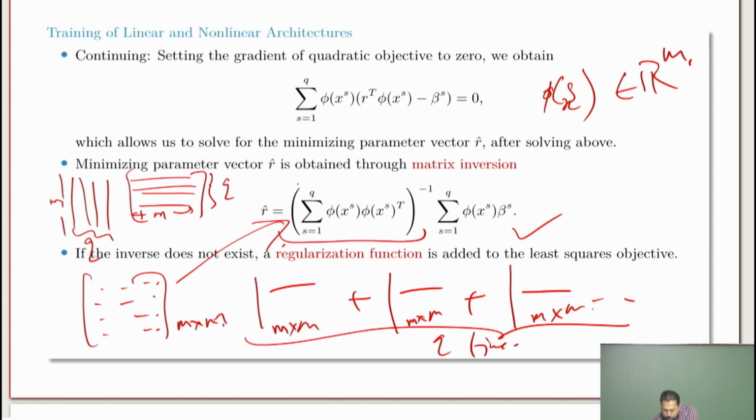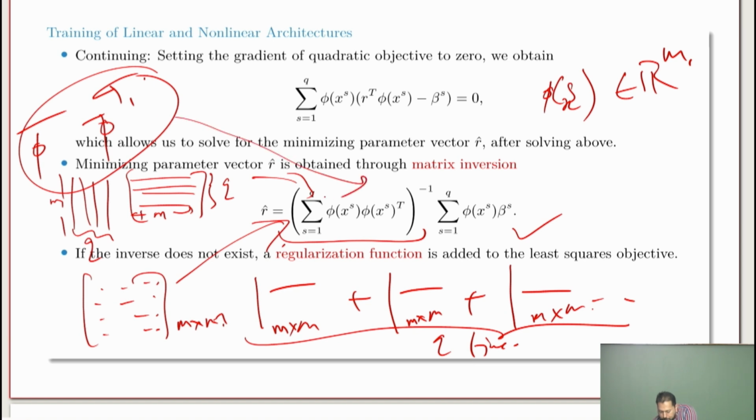So you could have written this as phi bar, which is what I mentioned in the previous one, and this is phi bar transpose. So this is phi bar transpose inverse, and this is phi bar beta bar. In case the inverse doesn't exist, then you can add the regularizer that I explained. So basically you add plus lambda I in case it's not invertible.